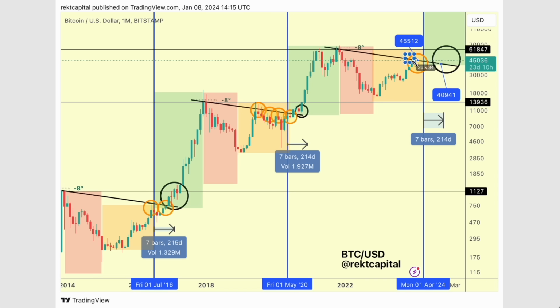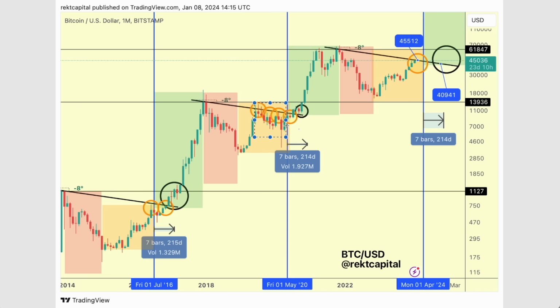Let's talk about this black macro diagonal resistance. This is always a resistance in the pre-halving period. So these blue vertical lines are the halving event, and we always see rejection from this black macro diagonal resistance, which is always at an 8-degree angle across time. You can see that as well. But even in 2019, even if we upside wicked beyond this resistance, we continuously rejected from here time and time again in the pre-halving period.